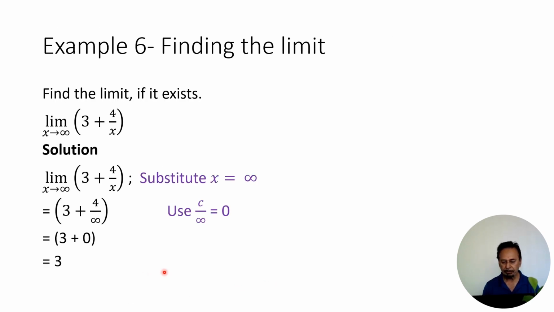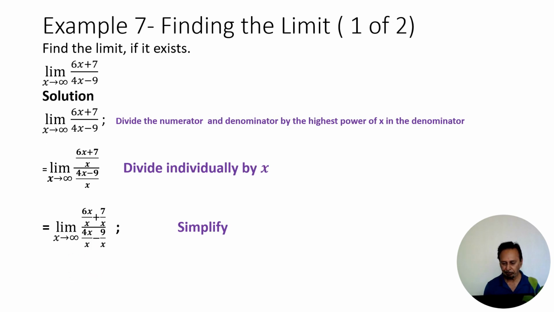Okay, so now we have example 6. Find the limit if it exists. So we're going to find the limit of 3 plus 4 over x as x approaches infinity. As usual, we substitute infinity. So you have 3 plus 4 over infinity. And 4 over infinity is what? 0. So 3 plus 0 is 3. So the answer is 3.